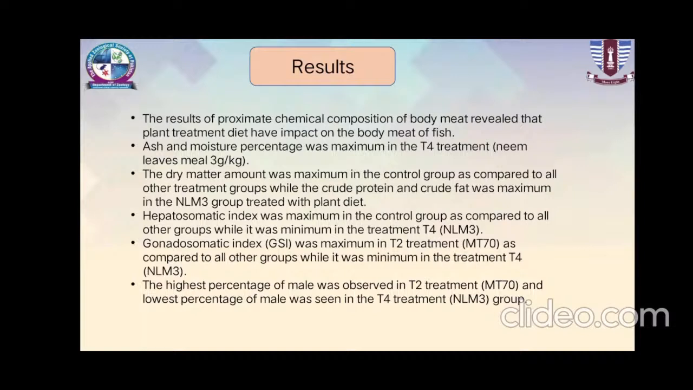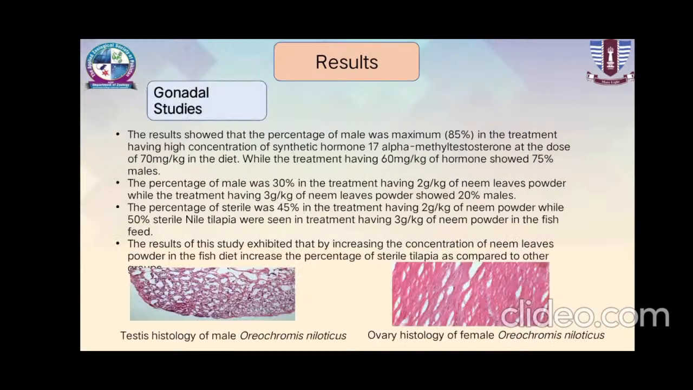Hepatosomatic index was maximum in the control group and minimum in the NLM3 group, and the gonadosomatic index was maximum in the MT70 group and minimum in the NLM3 group. The highest percentage of males was observed in the MT70 group at the end of the experiment and minimum in the NLM3 group.